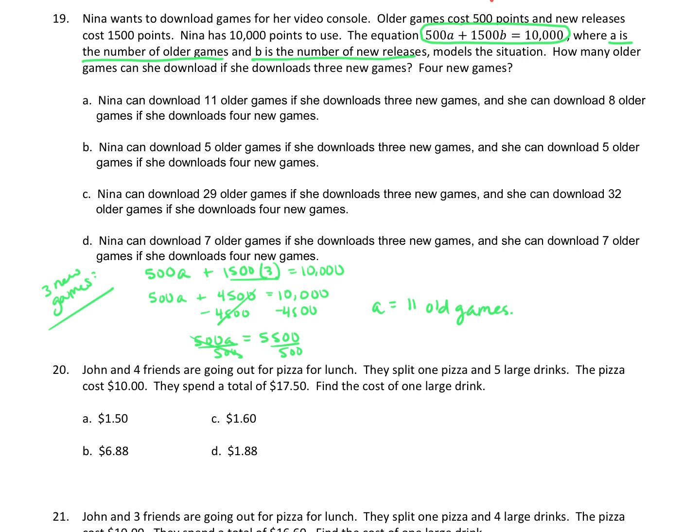They did have a follow-up question. Well, what if she buys 4 new games? So we could do the exact same math. Instead of plugging in a 3, we would plug in a 4. Solve for A to see if we got 8 older games. That answers the second question. But because we got 11 and that was the only option that had the 11, we're going to call it good.